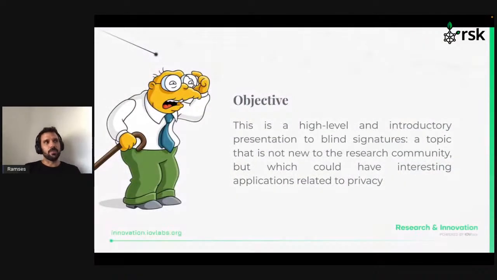As I said, the objective of this talk will be a high level and introductory presentation on blind signatures. With high level, what I mean is that I will try to avoid as much as possible the mathematical technicalities. And if they appear, they will be essentially mathematics that everyone is somehow related or familiar with, like the RSA and so on.